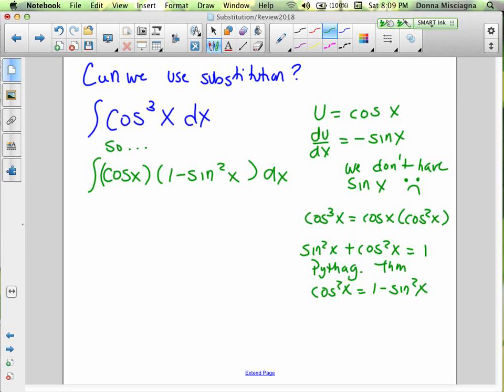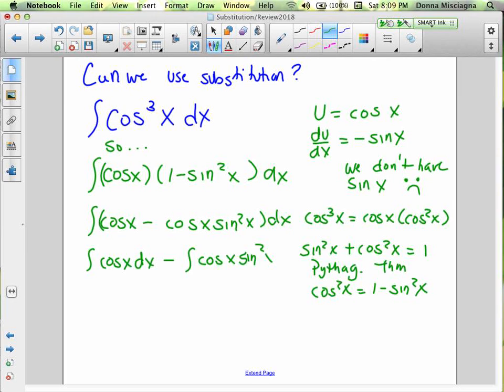Right, so we have that. We could distribute the cosine x, so that would give us cosine x minus cosine x sine squared x, and this is all dx. Now, there's no problem with the cosine x. That's easy integrating. So let's split this up and have the integral of cosine x dx minus the integral of cosine x sine squared x dx. And now we can do substitution because u would be sine x and the derivative of sine x is cosine x. And let's take a look at that at the next page.